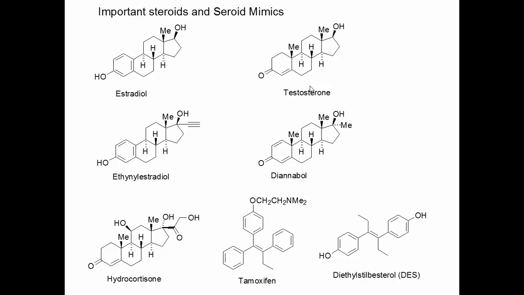Okay, so if you just take the alkyne group and add it to this carbon right here, you get ethynyl estradiol, which was the first birth control pill. And it's the compound that's familiarly known as the pill. Okay.